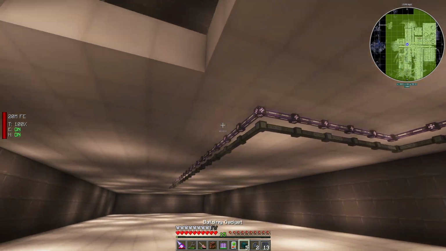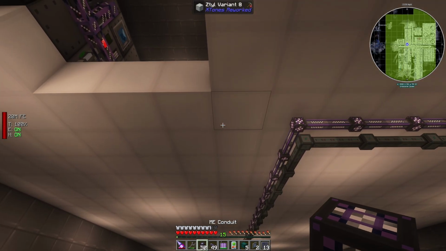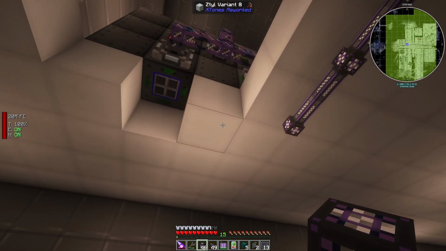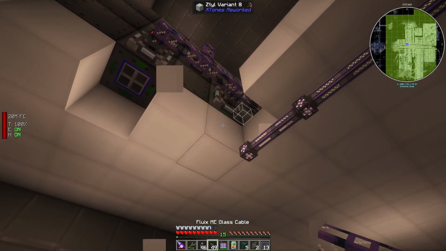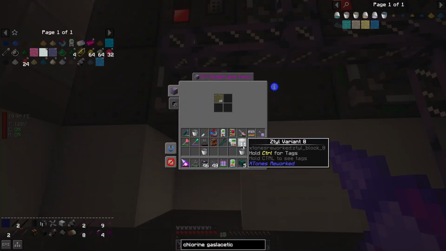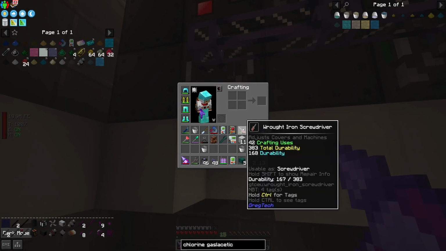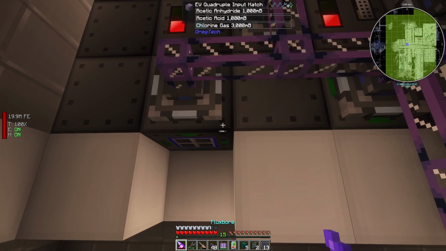Forgot to plug in the cables to the network. That would help. I guess we'll just plug it here, and give it time to connect. Oh, I didn't put the export on. There we go. Import on.